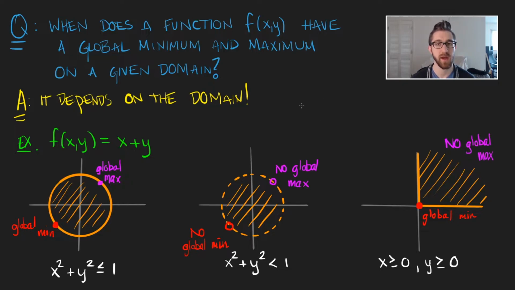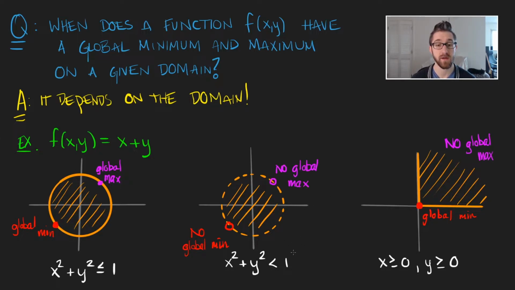Okay, so in summary, if we're trying to solve an optimization problem, we're trying to find global maxima and minima, we want to be in the situation of this first domain here. This first domain had a global maximum and a global minimum, and these next two didn't. But these next two didn't for sort of different reasons.